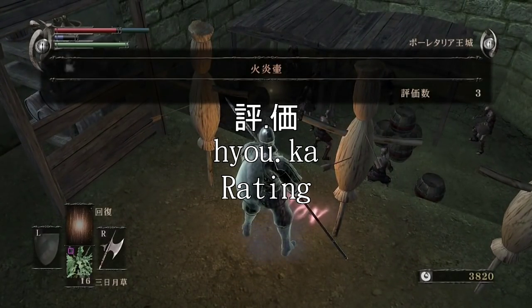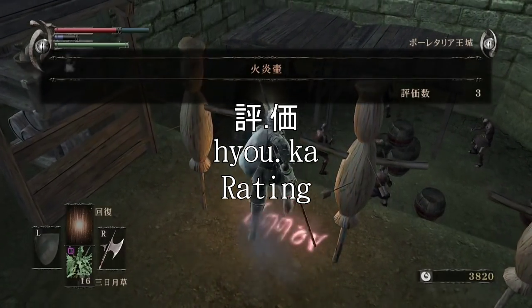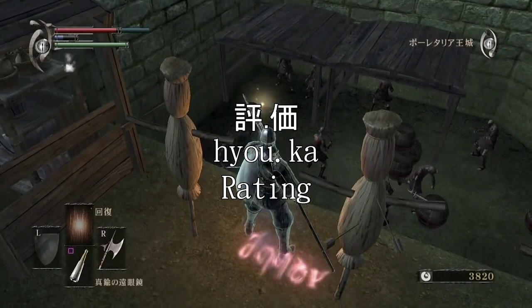Hyoka, rating. Hyo has words to the left, ka has man to the left.